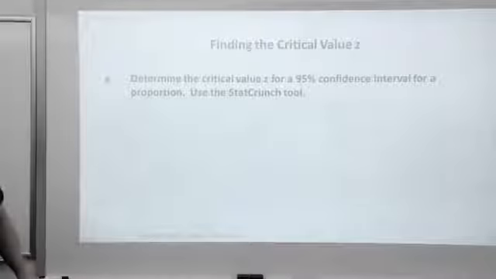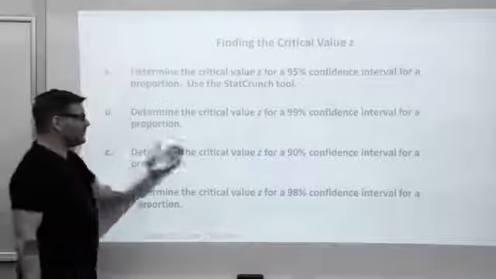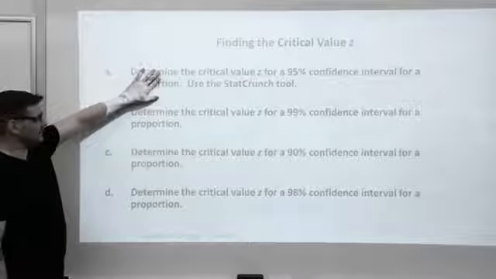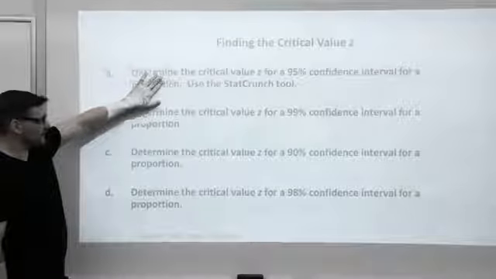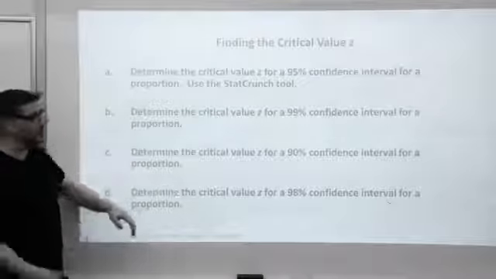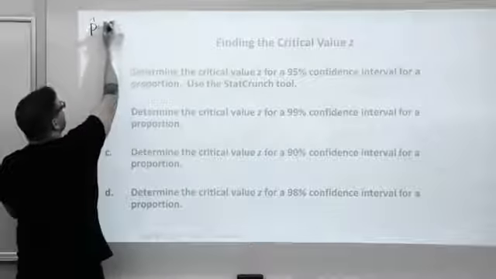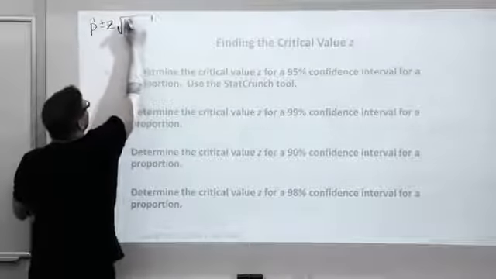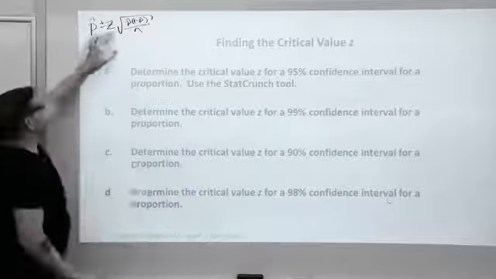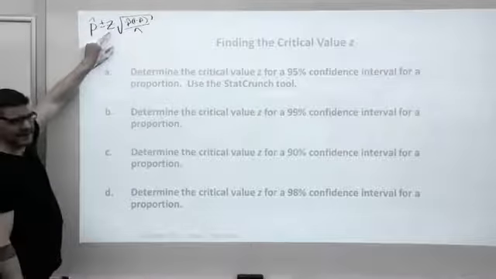Okay, so if I flip the slide, let me just tell you what we're going to do. We're going to go to StatCrunch, get the critical z value for a 95% interval. We'll do 99, 90, and 98. They come quick. Remember what we're going for. The formula is p hat plus or minus z times this, that's the number that we need to find.